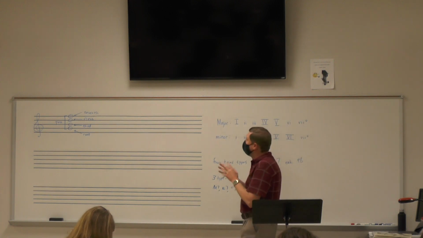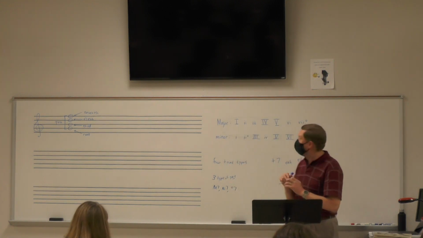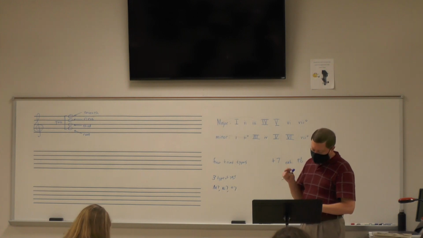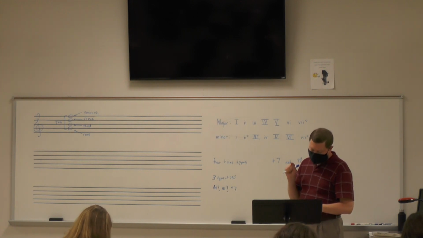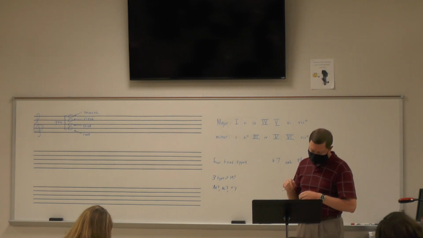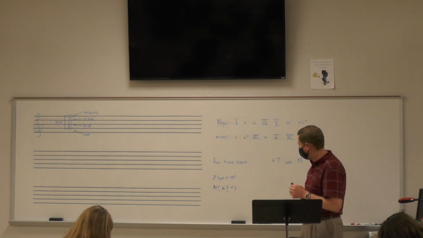Just give me a few minutes and I'll get to the point. Seventh chords are identified by the type of triad at the bottom of the chord and the type of seventh interval formed between the root and the seventh of the chord.